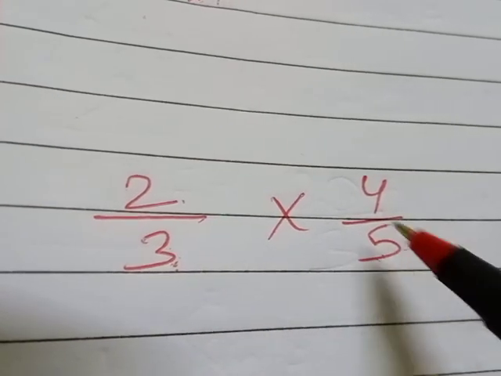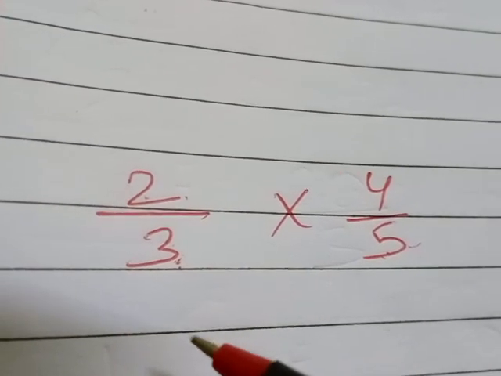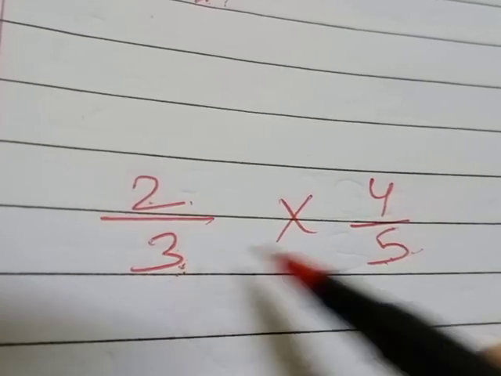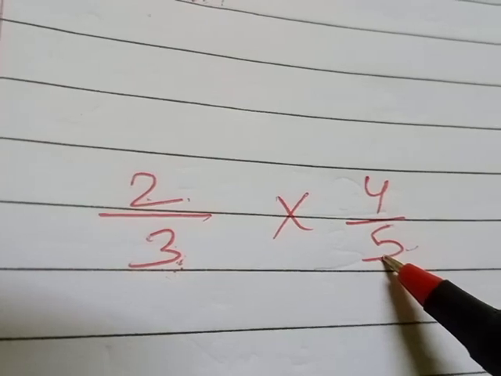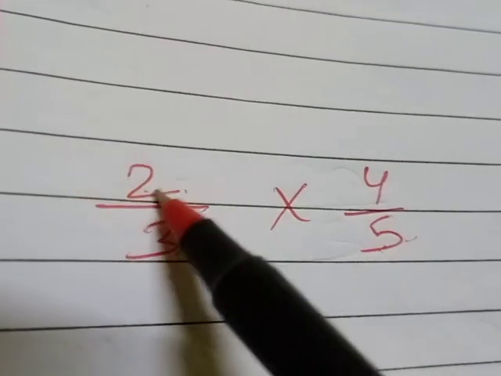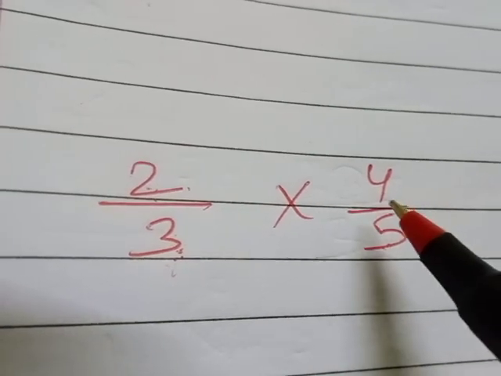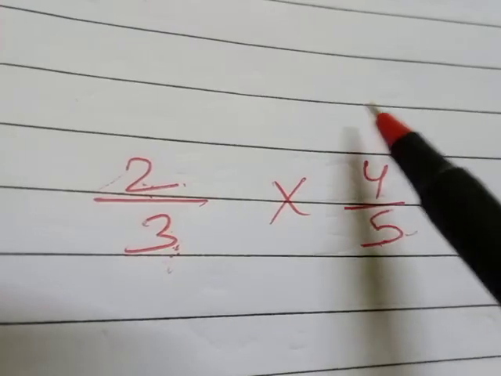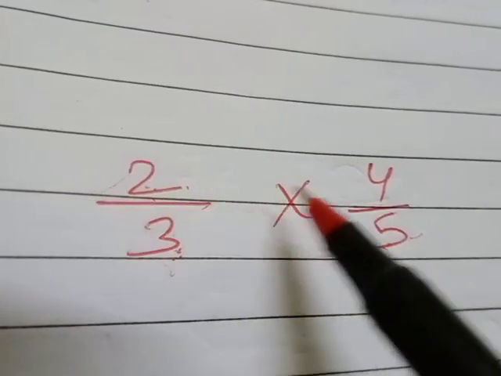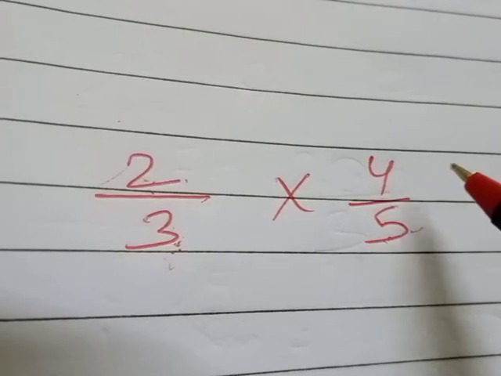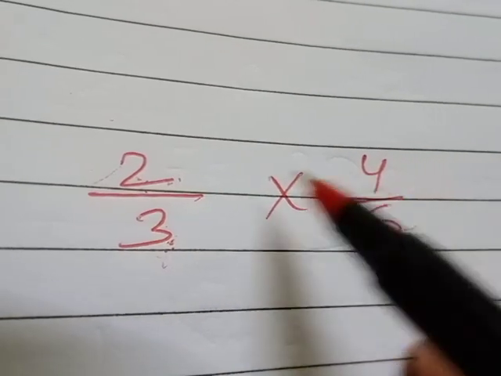Both the denominators, 2 is not divisible. When you check, 4 is also not divisible by 3 nor by 5. So none of the numbers are divisible. But if you notice, this 2 and this 4, they both are divisible. 2 ones are 2, 2 twos are 4. But can we divide these two? Keep in mind, we cannot divide the two numerators.